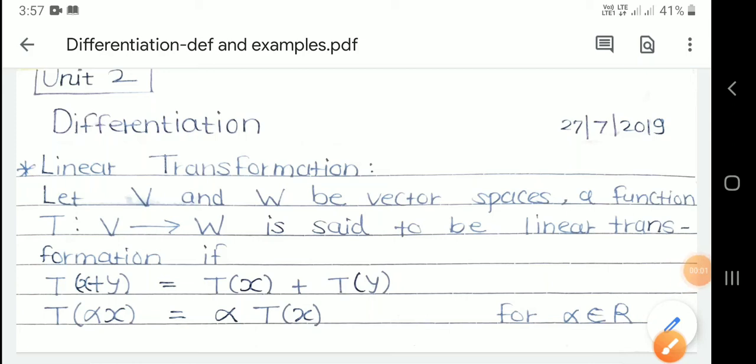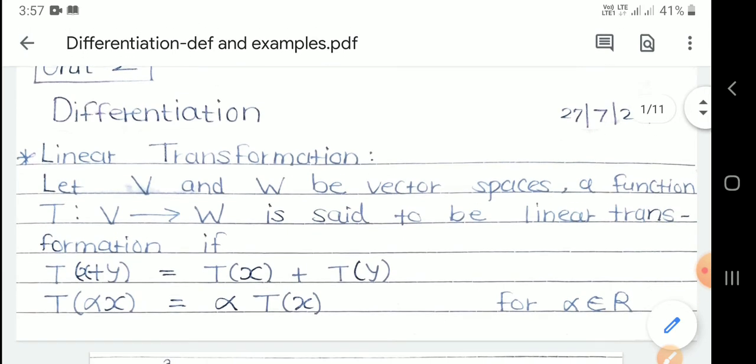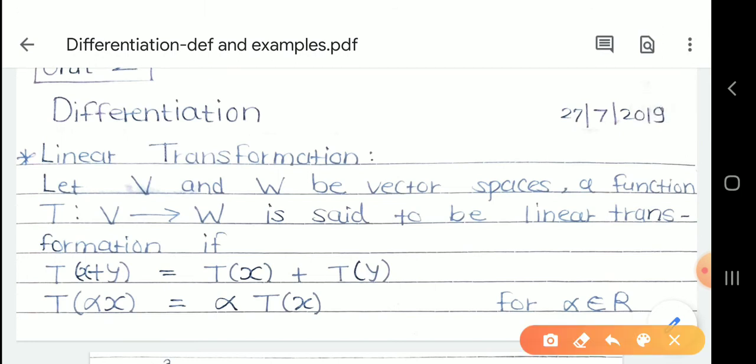Good morning, students. Today we start unit number 2, which is differentiation. In this unit, first we see the definition of linear transformation. Now, what is linear transformation?